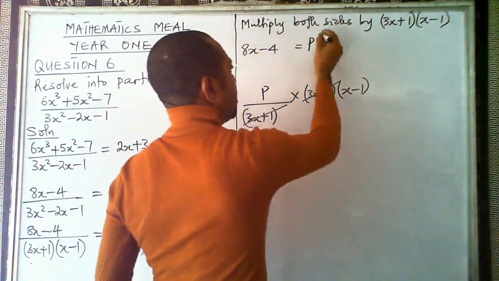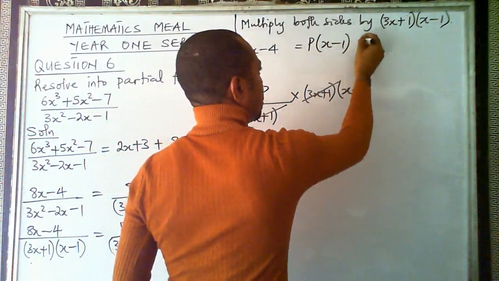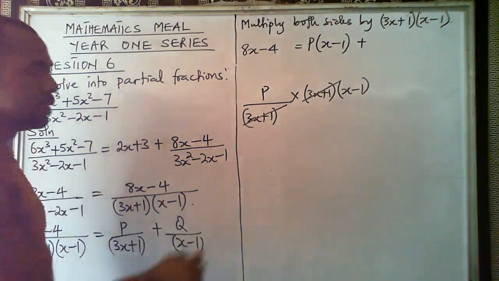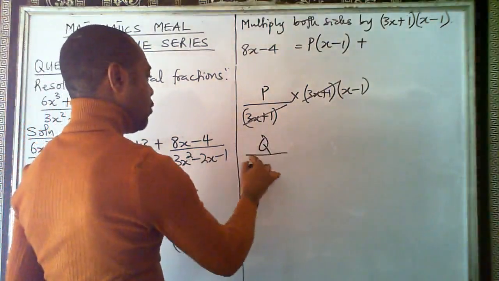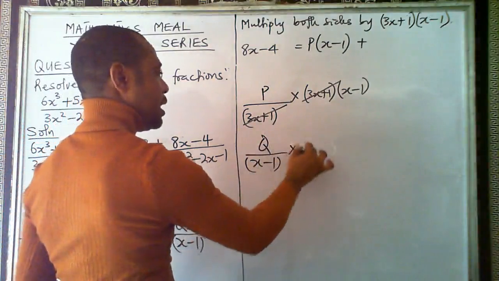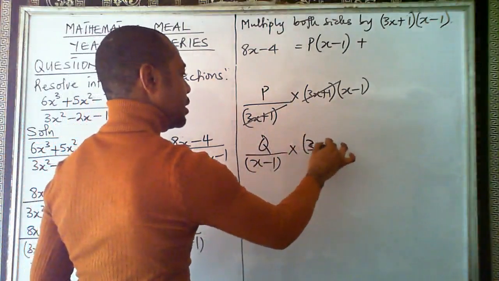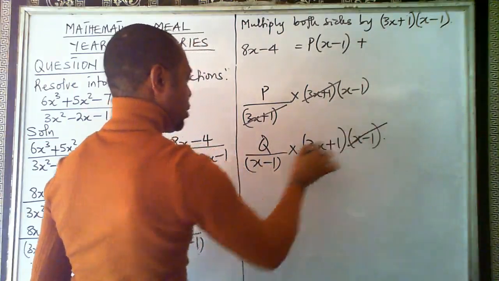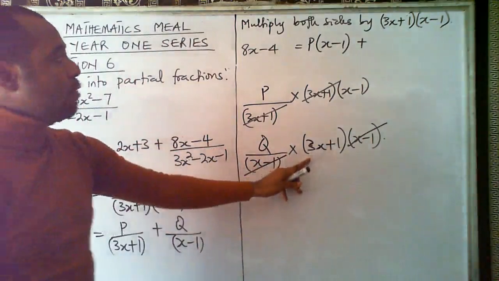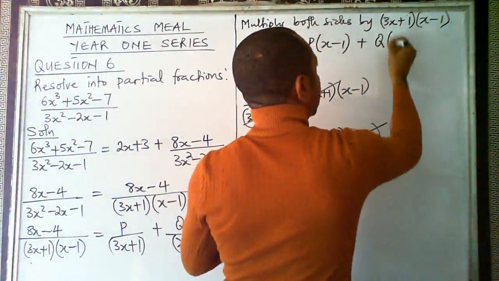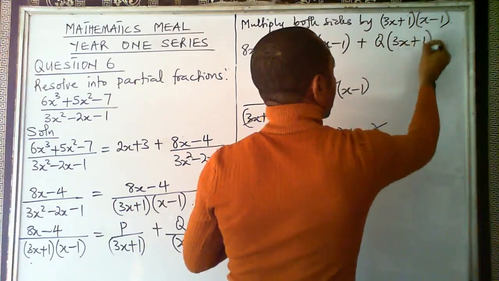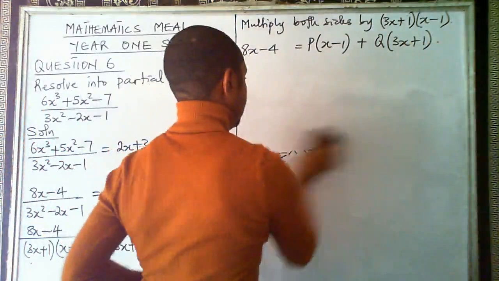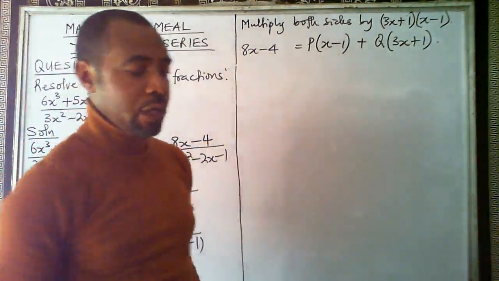So we have P bracket x minus 1 plus, if we multiply Q over x minus 1 with that, we have Q over x minus 1 times 3x plus 1 into x minus 1. This will cancel out this. We'll be left with Q into 3x plus 1. So that's what we're going to have. So we'll now invoke our cover-up rule.